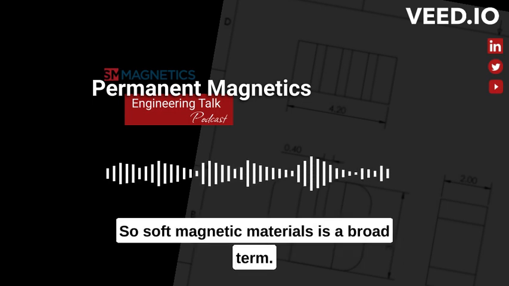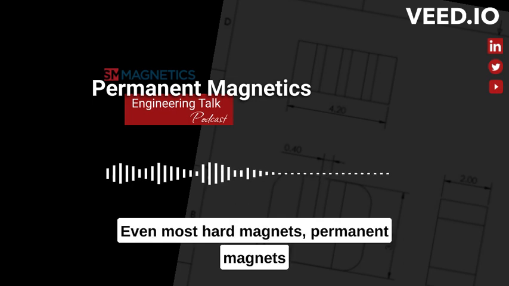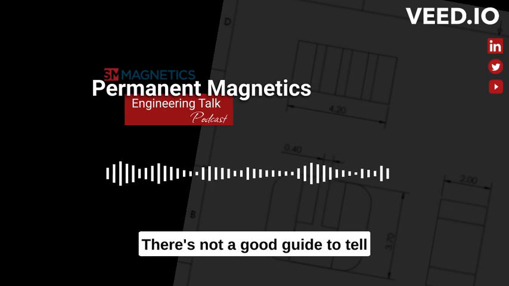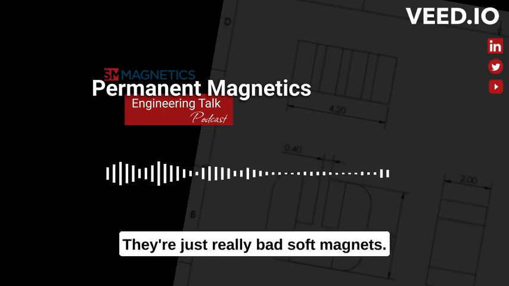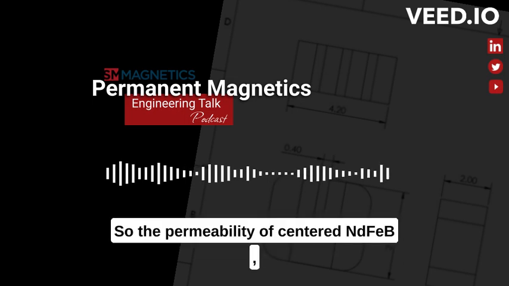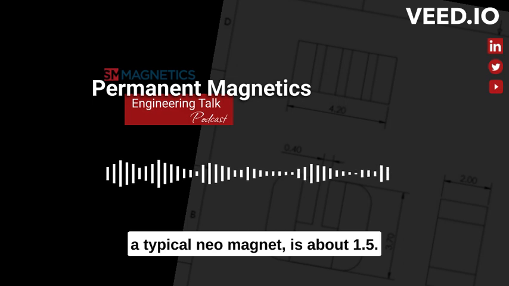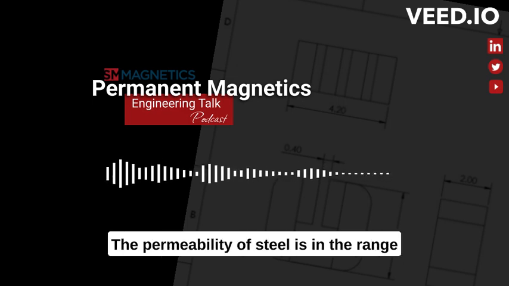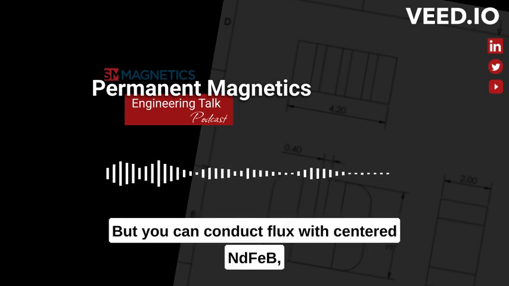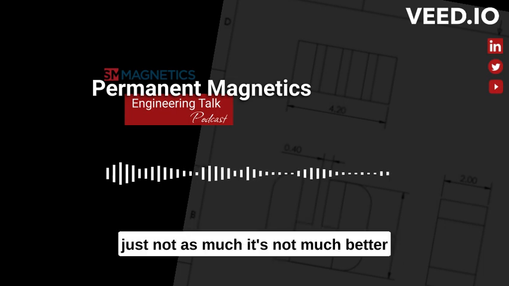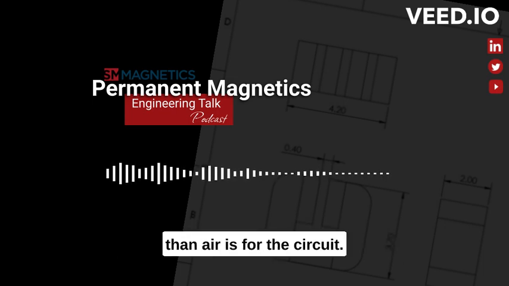So soft magnetic materials is a broad term. Even most hard magnets, permanent magnets, are soft magnets as well. There's not a good guide to tell us what's in between those two. They're just really bad soft magnets. The permeability of sintered NdFeB, a typical neomagnet, is about 1.05. The permeability of steel is in the range of 10,000, so it's a big difference. But you can conduct flux with sintered NdFeB, just not as much. It's not much better than air is for the circuit.